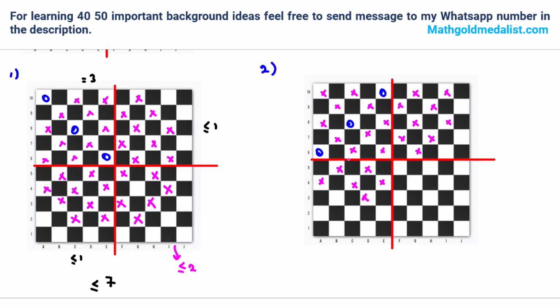Then from the last one, this one. So it will be, let me check, 2, 3, 3 again. So the next 3 is here, right? And the last one is this one.